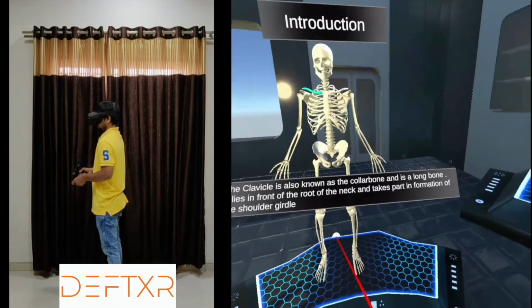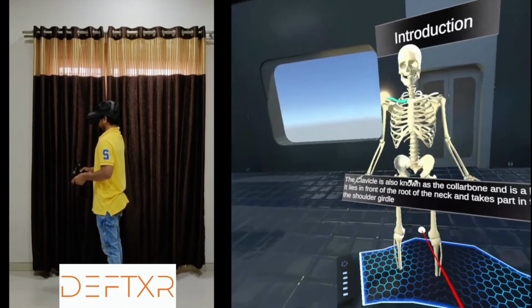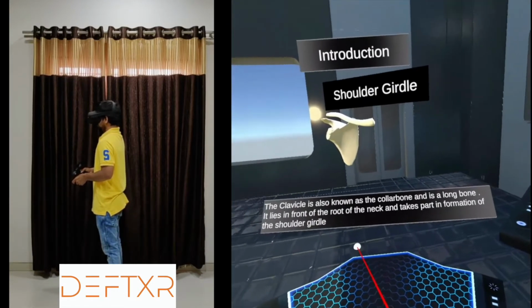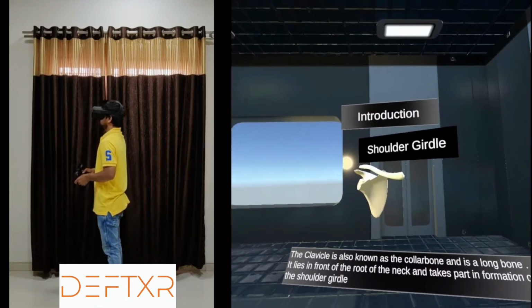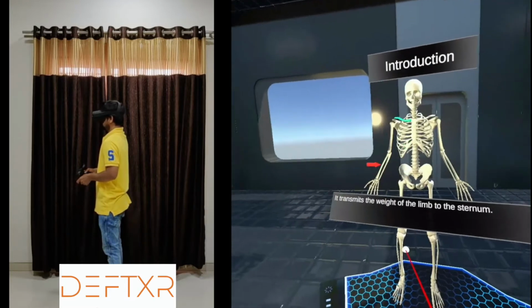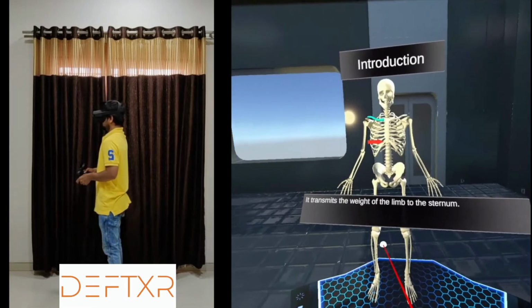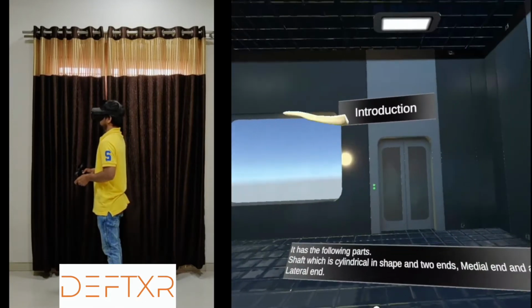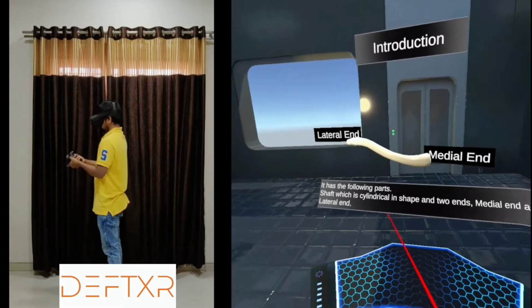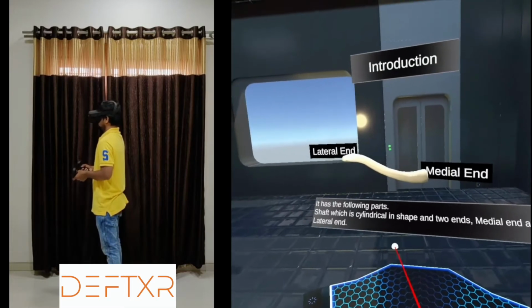The clavicle is also known as the collarbone and is a long bone. It lies in front of the root of the neck and takes part in the formation of the shoulder girdle. It transmits the weight of the limb to the sternum. It has the following parts: shaft, which is cylindrical in shape, and two ends, a medial end and a lateral end.